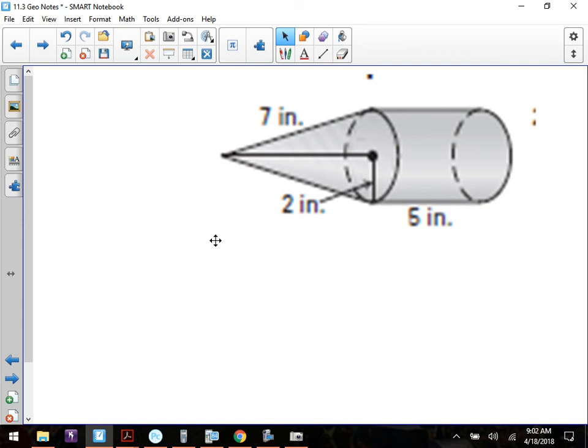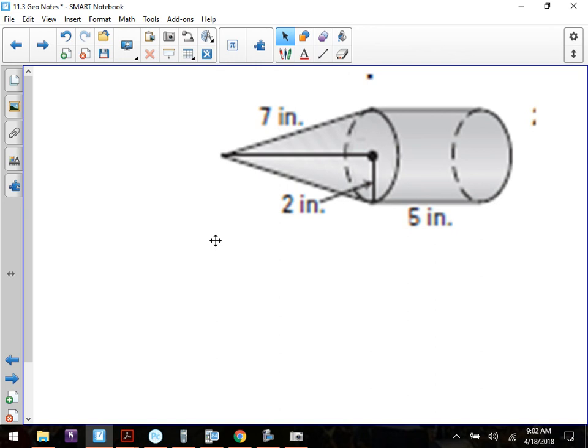Do you have enough information to find the surface area of the cylinder? Yeah, we have the vertical height, the distance between the bases. We have the radius. Do we have enough information to figure out the surface area of the cone? Yeah, we have the slant height. The slant height's given in this case. Do you need to know the vertical height of a cone to find its surface area? Nope, because it's not in the formula.